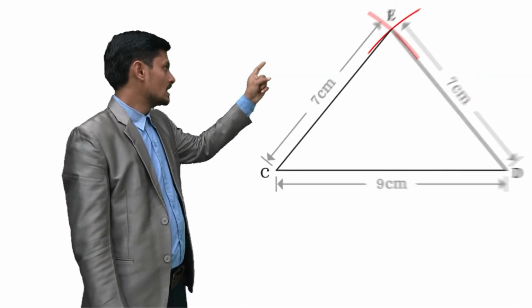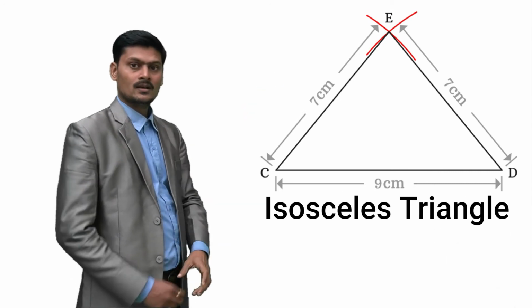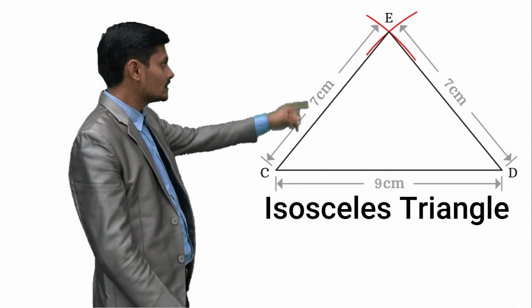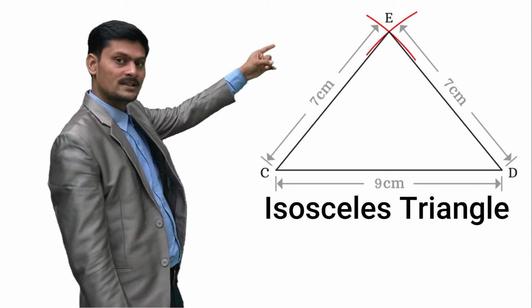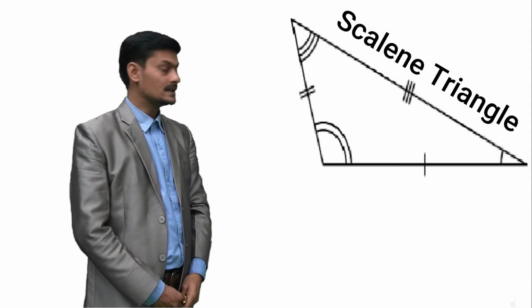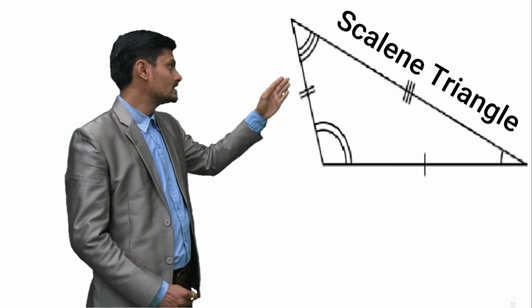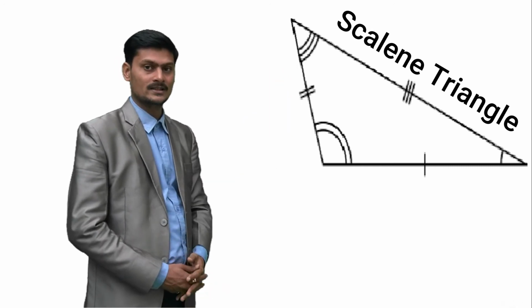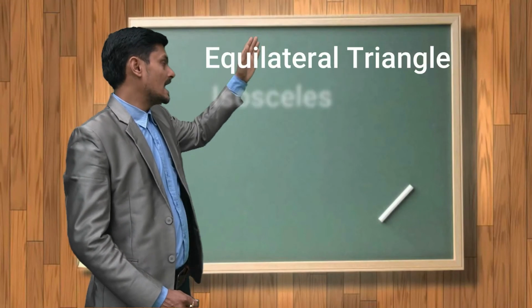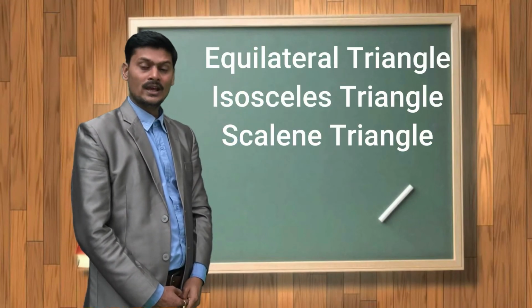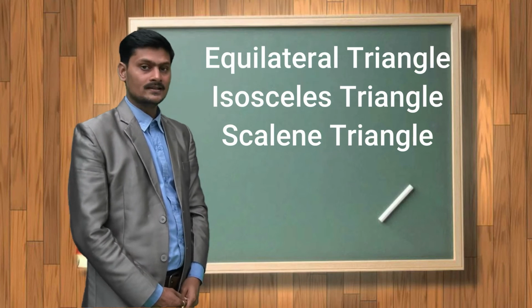Second one, isosceles triangle. An isosceles triangle is a triangle having two sides of equal measurement. And the third one is the scalene triangle. A scalene triangle is a triangle in which all the sides are of different measurement. So these are the three different triangles based on their sides.